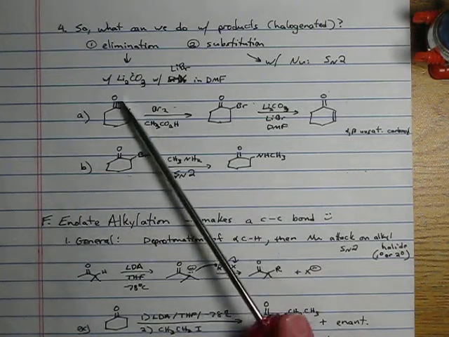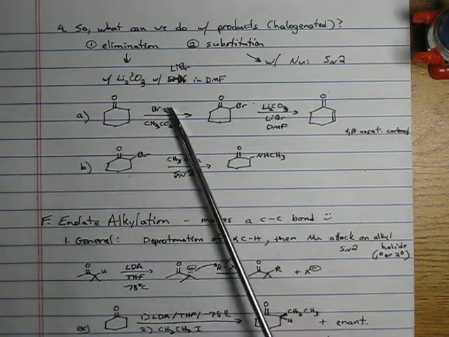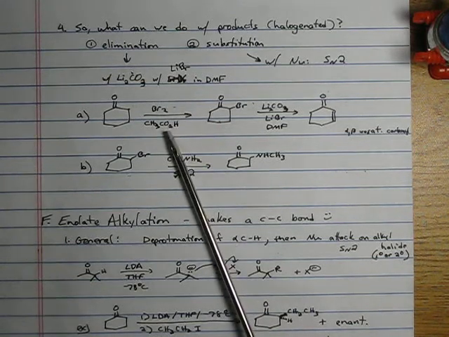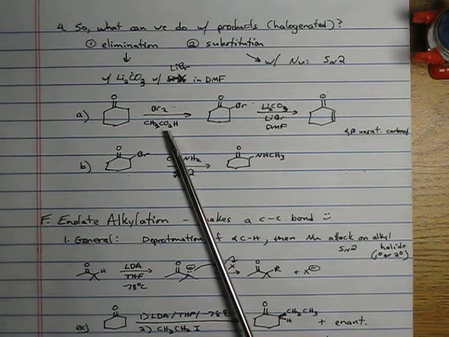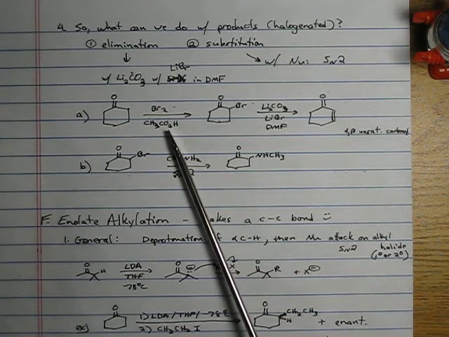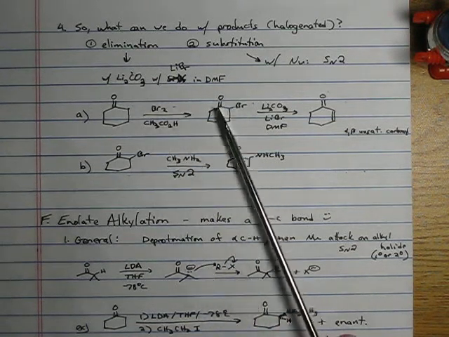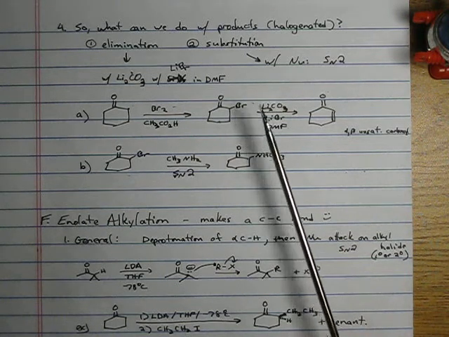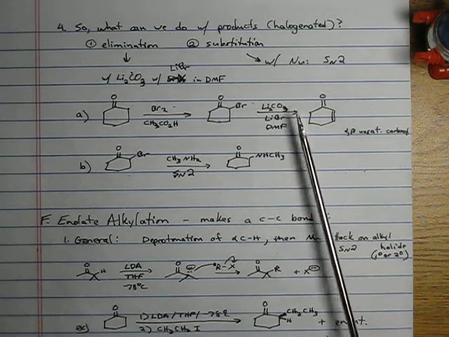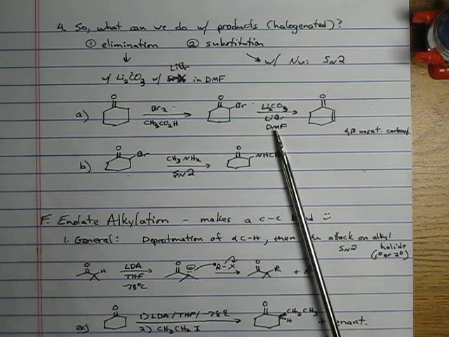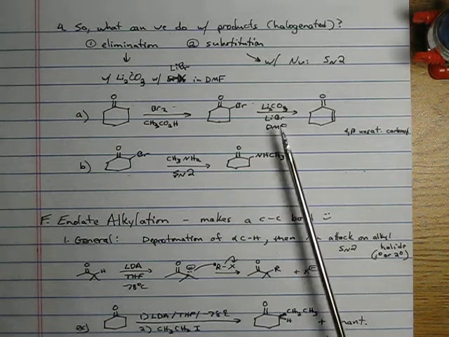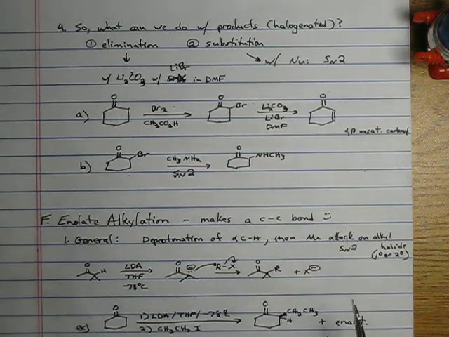If you take cyclohexanone, Br2 under acidic conditions, we're only adding one bromine. So that's a more synthetically viable option. We add the one bromine alpha to the carbonyl. If we add lithium carbonate with lithium bromide and DMF, we can do an elimination reaction, and we get an alpha beta unsaturated carbonyl compound. Hey, we've been doing some fun stuff with that.